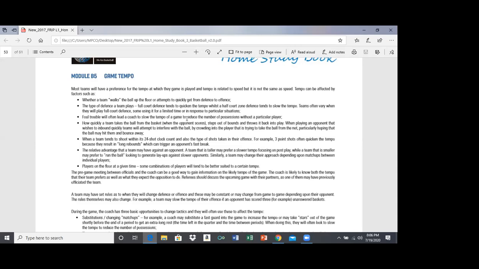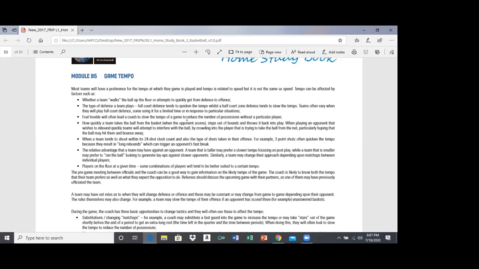That said, most teams will have a preference for a tempo at which the game is played, and tempo is related to the speed. But it is not the same throughout the game, meaning there's high tempo, low tempo, for whatever reason. Tempo can be affected by factors such as whether a team walks the ball up the floor or attempts to quickly get from defense to offense. That's tempo. Factors such as the type of defense a team plays. Full court defense tends to quicken the tempo, whilst a full court zone defense tends to slow the tempo down.